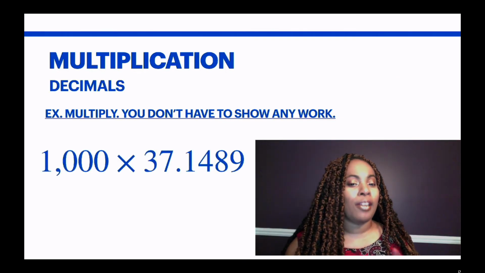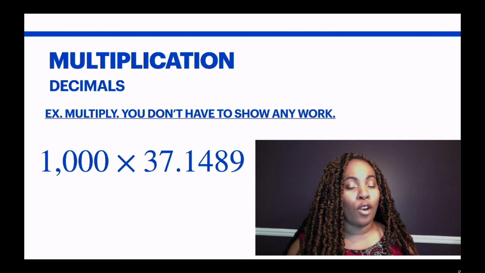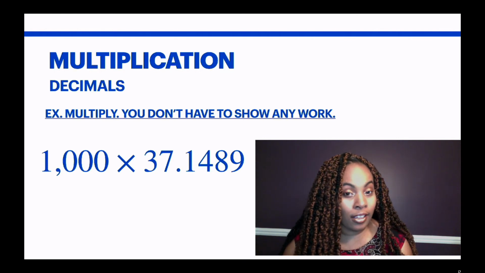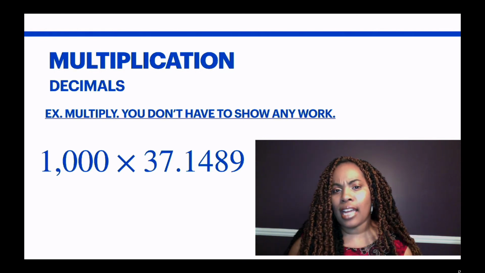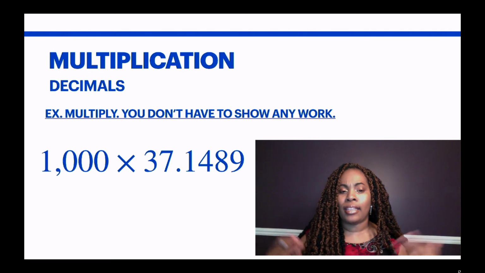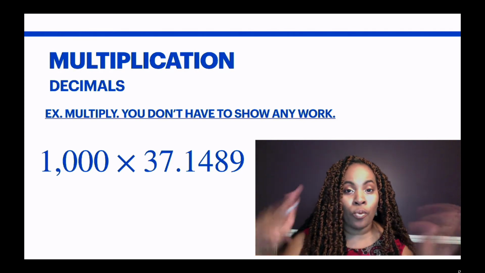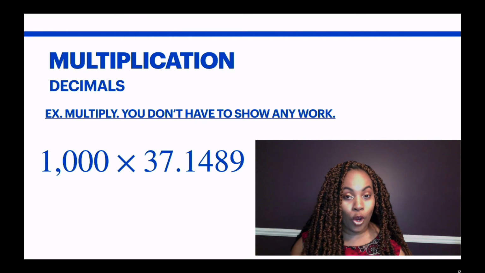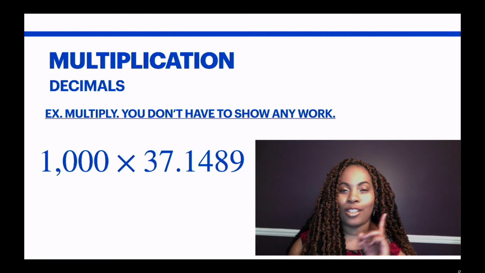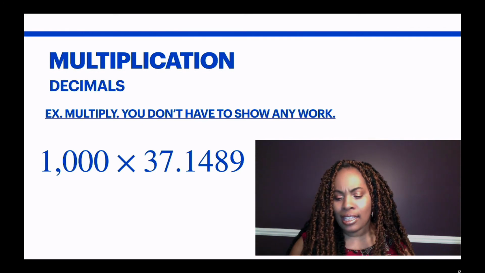1,000 times 37 and 1,489 10,000ths. So, what this is telling us is that we need to multiply this decimal, but do we have to show the work the long way that we're used to doing? No. There's a shortcut. Watch this.